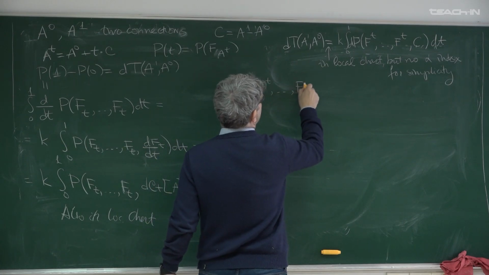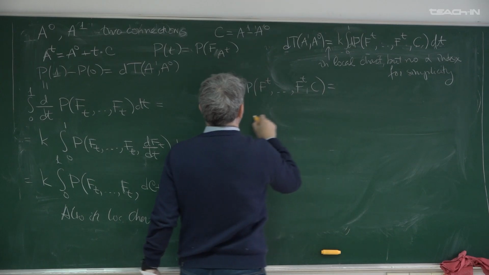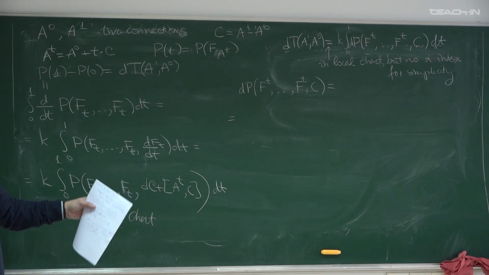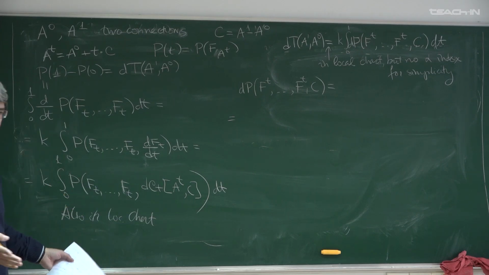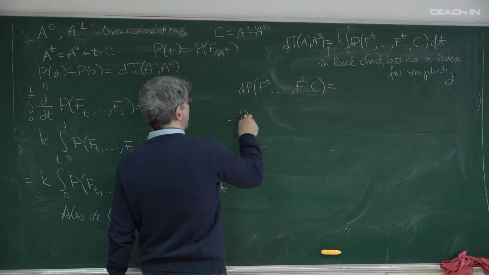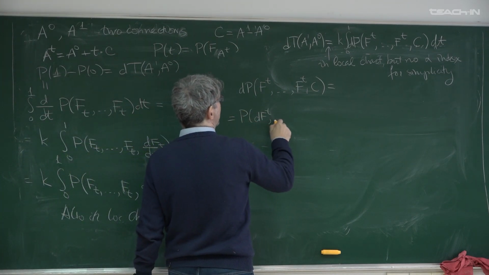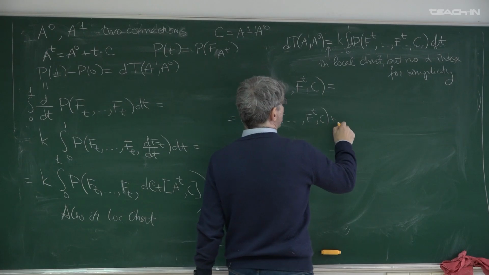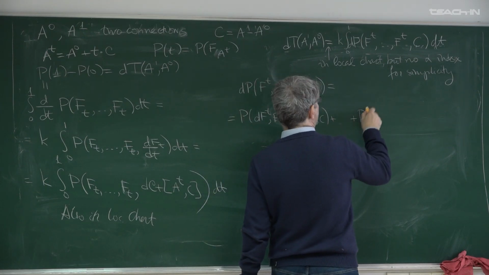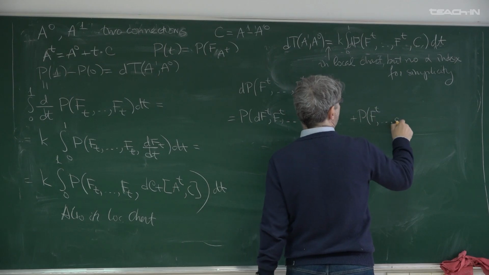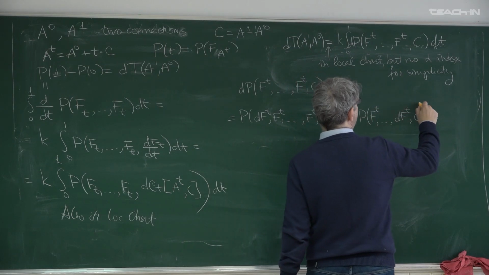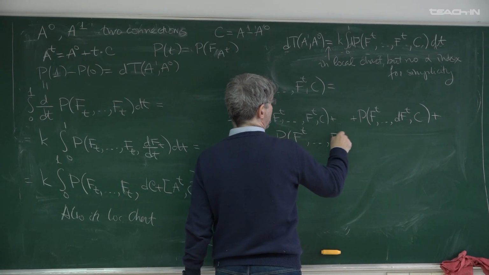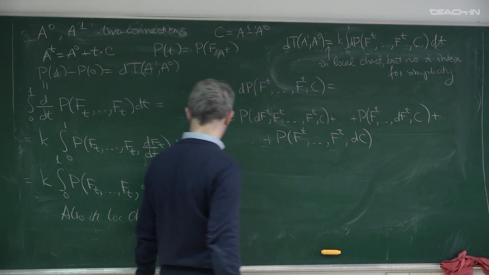So let us calculate this thing. It's quite simple. Look here. This is a multilinear thing. We take a derivative, so we apply the Leibniz rule. It looks like this: dft, ft, ft, c, plus ft, dft, c, and plus ft, and so on, ft, and now we have dc.